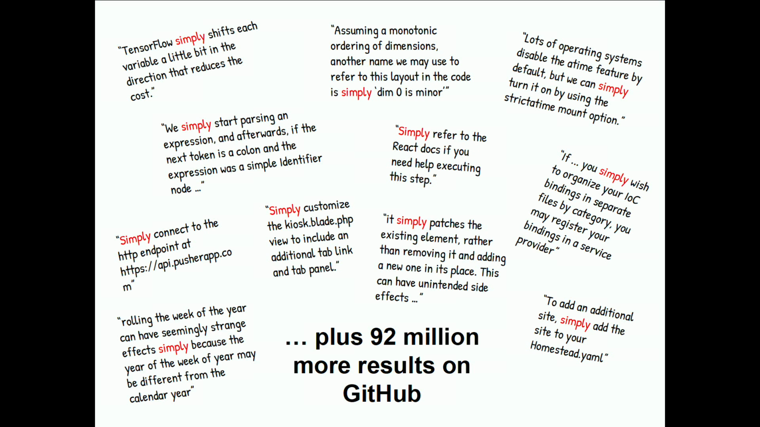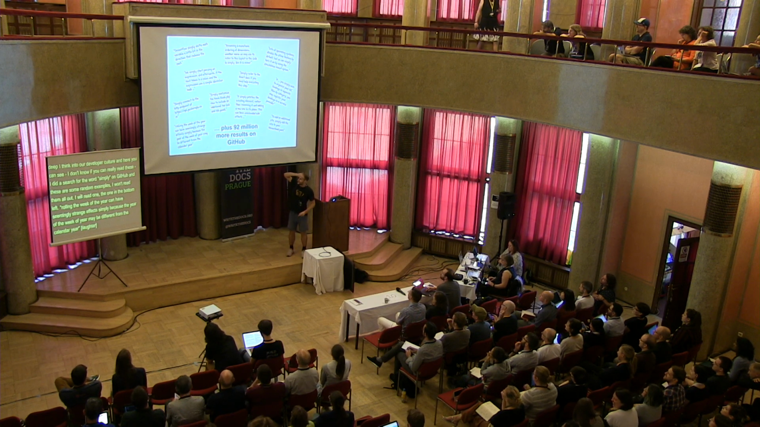So I've been talking about these examples in the Apple world, but it goes so much further, deep into our developer culture. And here you can see, I don't know if you can really read these, but I did a search for the word simply on GitHub, and these are some random examples. I'm not going to read them all out. I'll read one of them out. It's this one in the bottom left. Rolling the week of the year can have seemingly strange effects, simply because the year of the week of year may be different from the calendar year. And I don't know about you, but this one makes my head spin.